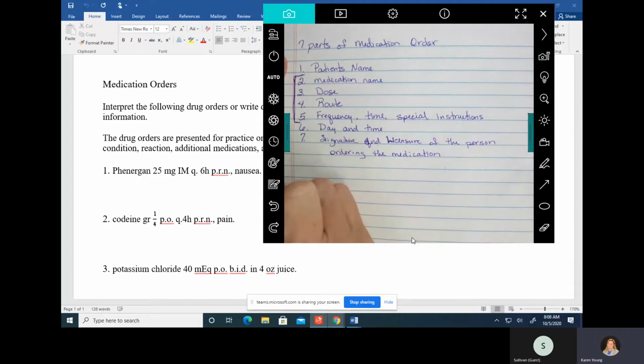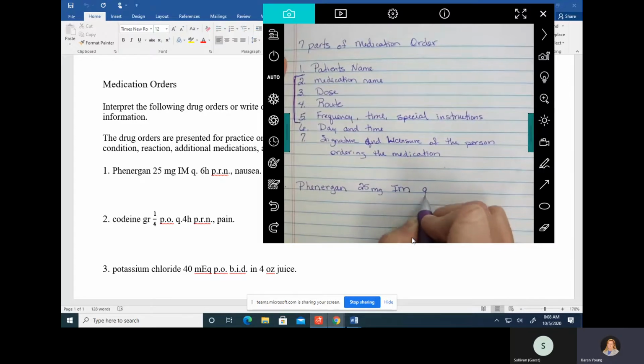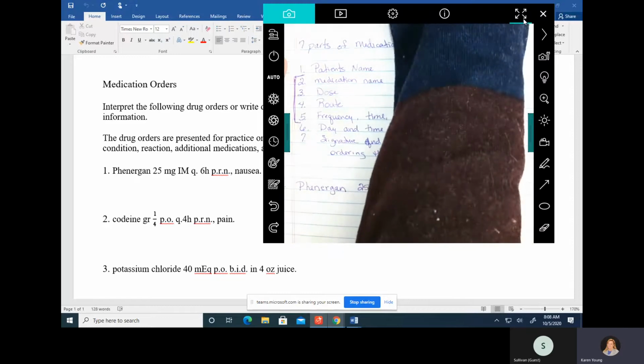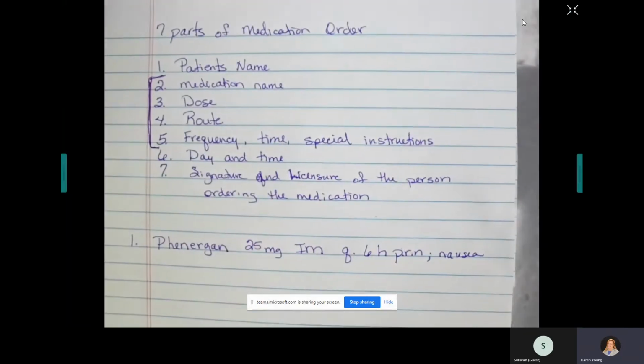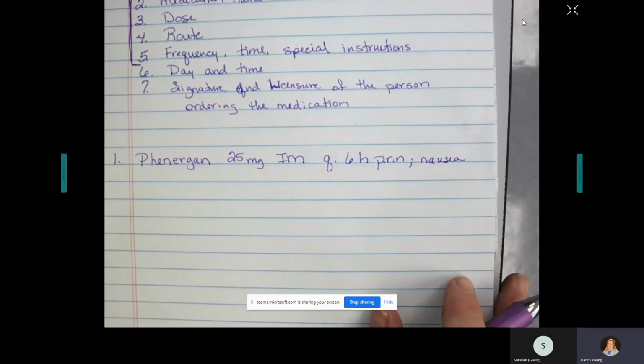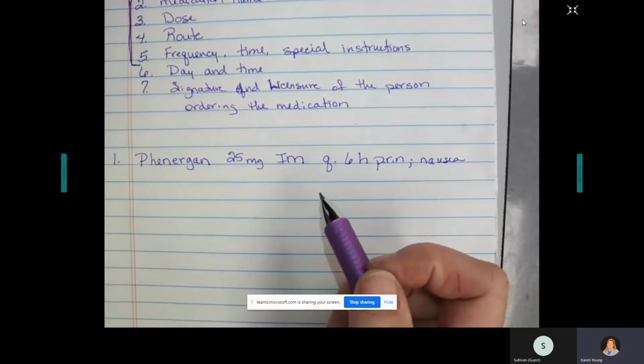So if we look at the first one, we have Finnegan, or Finnegan, however you want to say it, 25 milligrams IM every 6 hours, PRN, nausea. Okay, so if I'm looking at that, that's all we really need to know to calculate the dose. That, and we have to know our supply dose. But as far as from the orders, this is all we have to know.